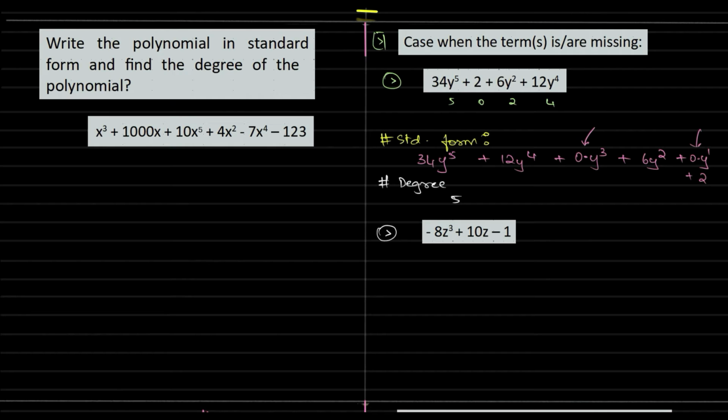Next question. We're looking at standard form. So we have cube, 1 and 0. There is no square term. So when we are expressing, we'll end up with minus 8z cube plus 0z square plus 10 into z to the power of 1 minus 1. That's your standard form. And then we have the degree. Degree is 3 over here.